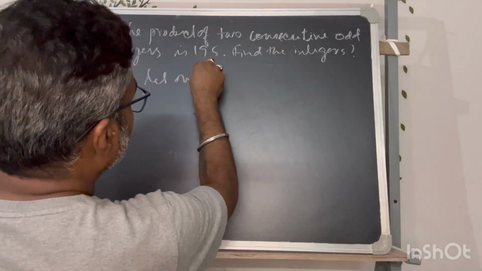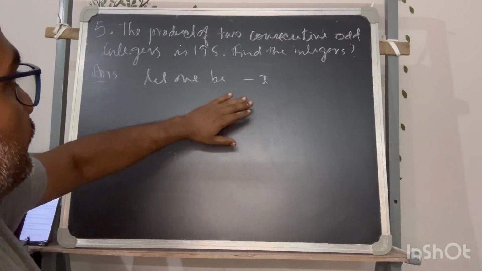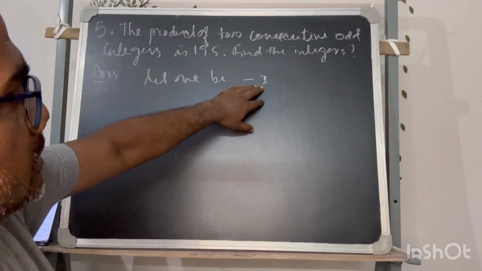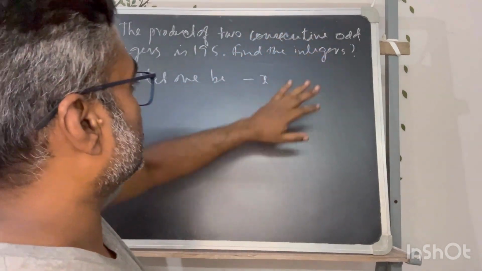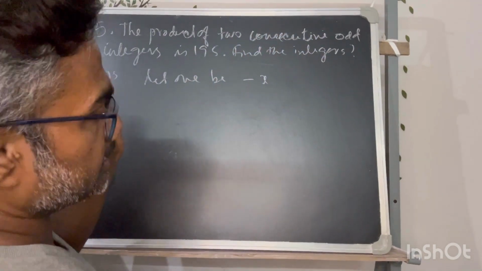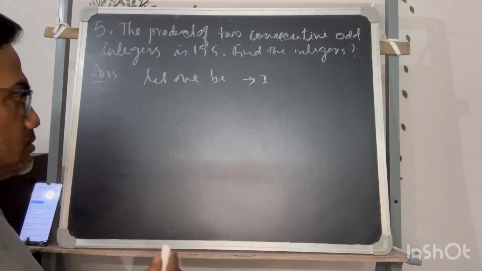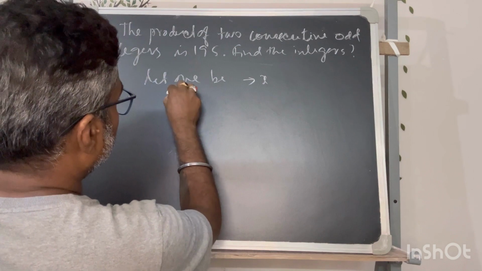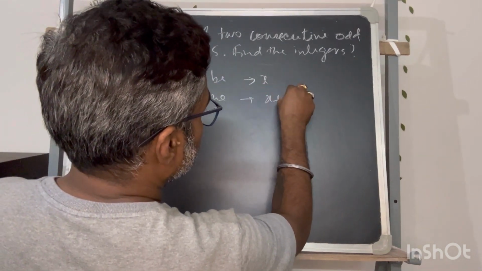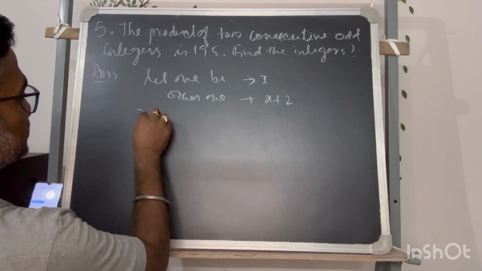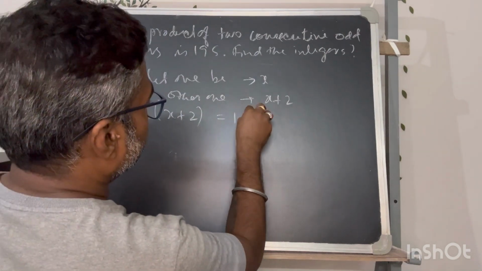Let one be x, any unknown x. Now if one unknown is assumed to be x, and we know the relation between two consecutive odd numbers, they differ by 2. So you can check either side, -2 or +2. So assuming the other one is x plus 2, this time I'm taking. Okay, so as per the condition, x into x plus 2 is equal to 195.